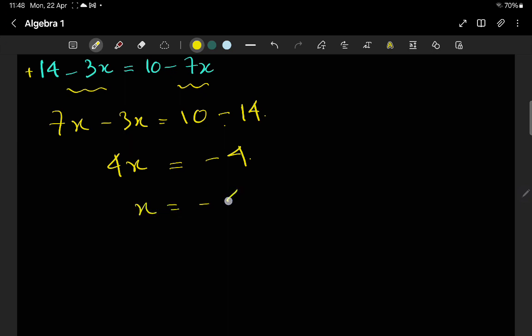So x equals minus 4 over 4, which is 1. So x equals minus 1. This is the answer.